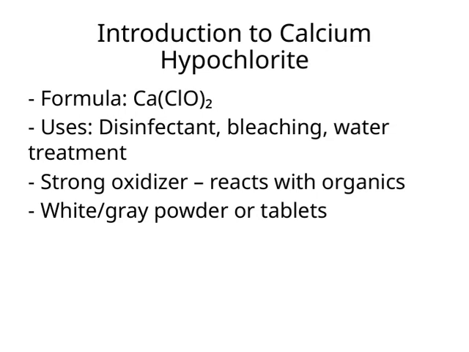Today, I want to introduce you to calcium hypochlorite, which is often represented by the chemical formula Ca(ClO)2. This compound is widely used as a disinfectant, a bleaching agent, and in water treatment processes. Its primary role is to help purify water and eliminate harmful bacteria and pathogens.